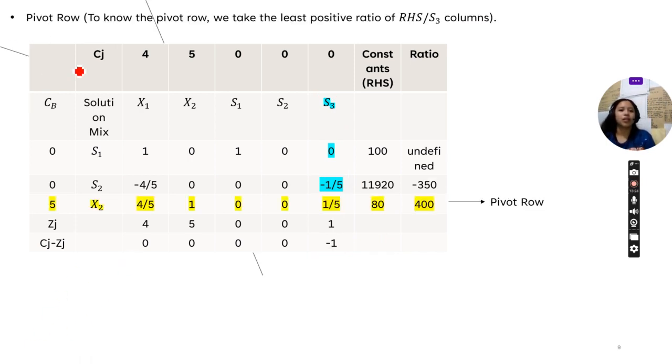The next step is the pivot row. To know the pivot row, we take the least positive ratio of RHS divided by S3. So here, we get the ratio. Anything divided by 0 is undefined.